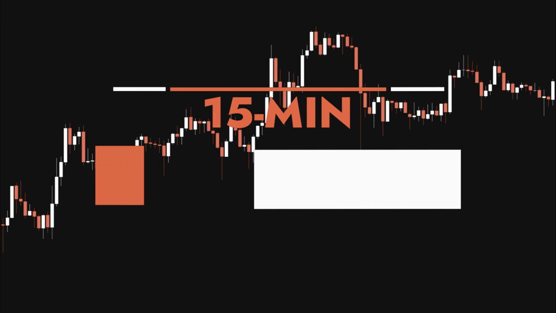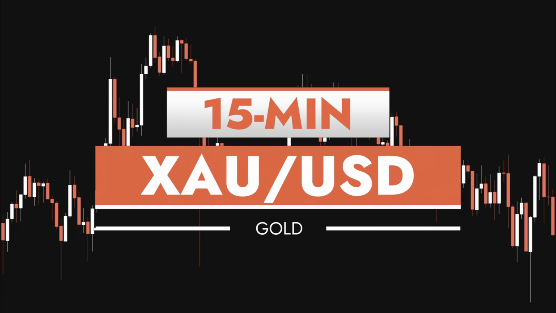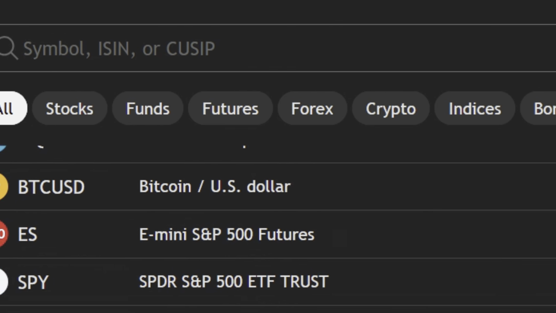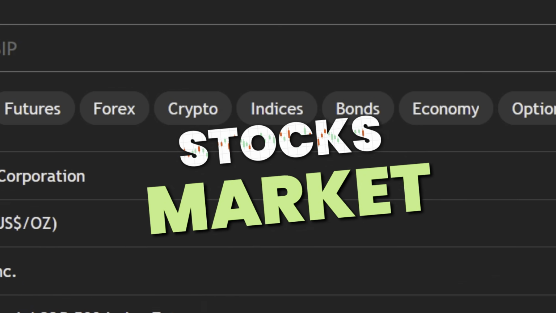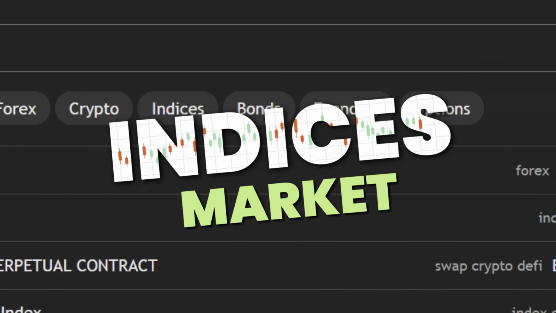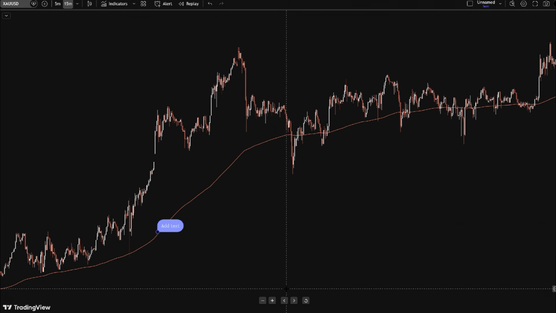Look at this chart. It's a clean 15-minute view of gold. But don't get hung up on the asset. The logic applies to anything: forex, crypto, or indices. We start with one clean line. This yellow line is the 200 period moving average. Think of it as a boundary of normal. It represents the average price of the last 200 candles.